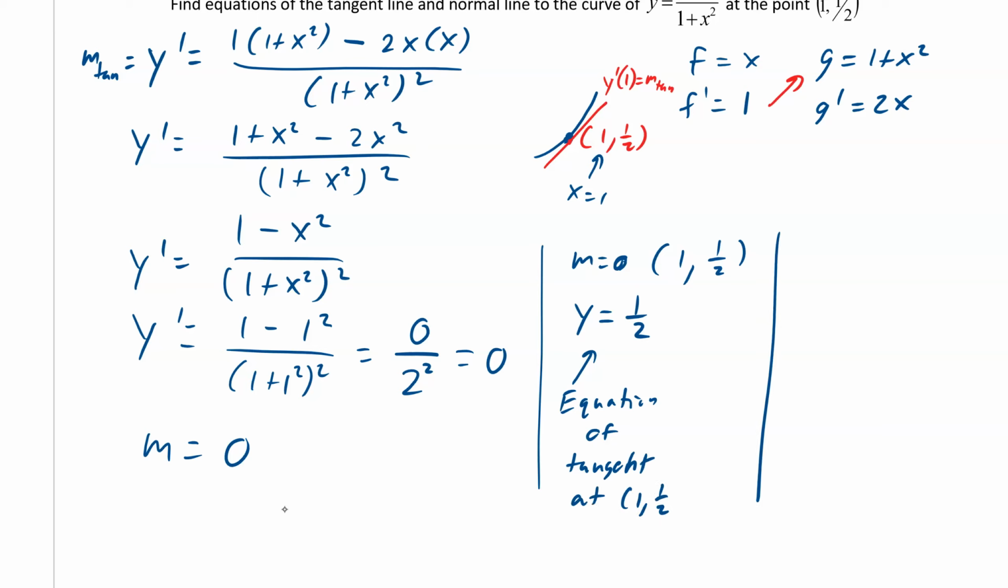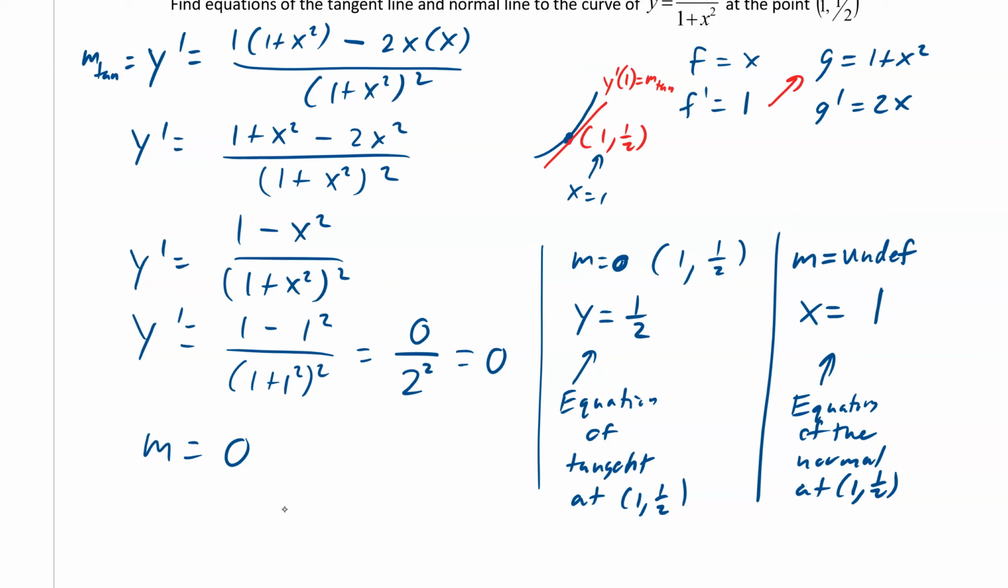So now the normal line is just the one that's perpendicular to it. And so all we have to do now is think of 0. If the slope is 0, the perpendicular would be undefined. And so this is the x equals equation, and that would be x equals 1. And so this is the equation of the normal at 1 comma 1/2.